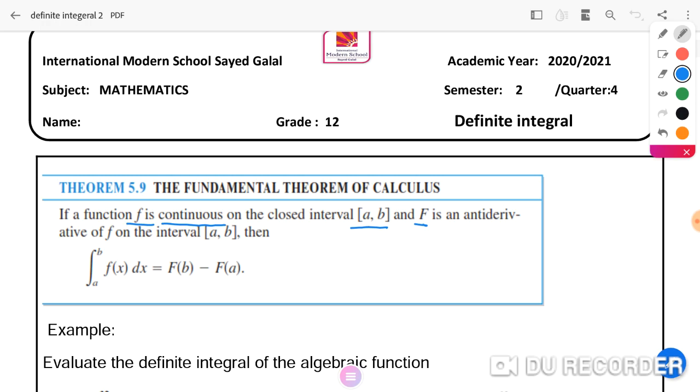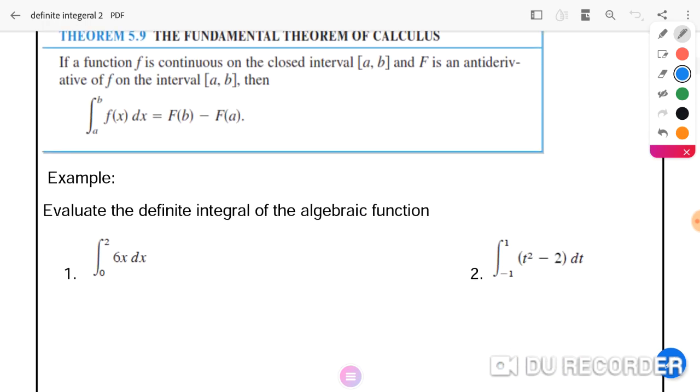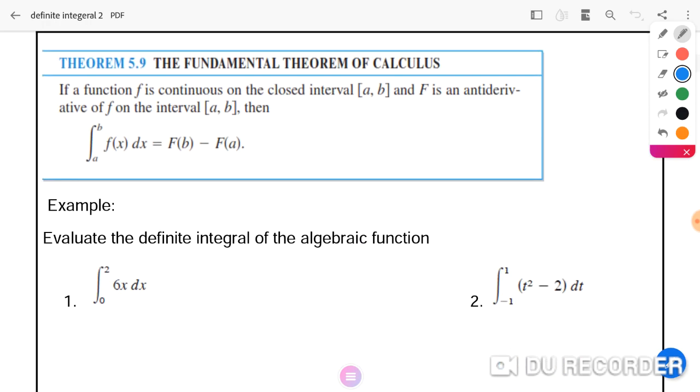Then the definite integral of function f of x with respect to x from a to b will be the antiderivative of the integrand function, or the given function, at the upper limit of the integration minus the antiderivative at the lower limit of integration. Let's show you how we find the definite integral by applying the fundamental theorem.